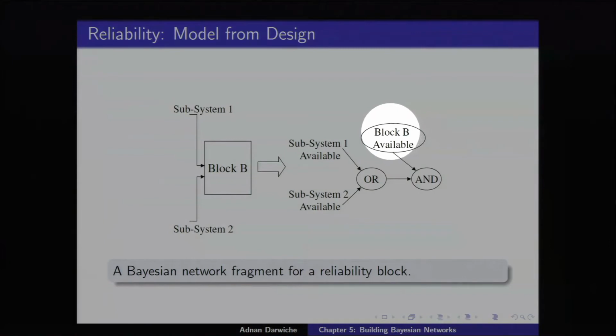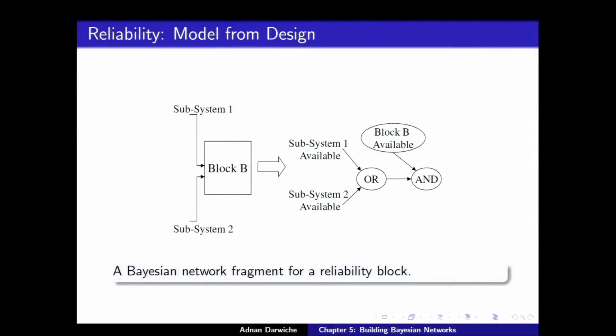I introduce a node to represent the availability of the block, right? And then I have an AND node. Think of it as a logical AND node that says, for this system to be available, I need the block to be available and the following to be available. And what is this? This is an OR that says, I need this subsystem to be available or that subsystem to be available. So now you can think of this as a Bayesian network fragment. Now recursively, I have to fill this and I have to fill that, right? And then we just paste this together to produce the overall system.